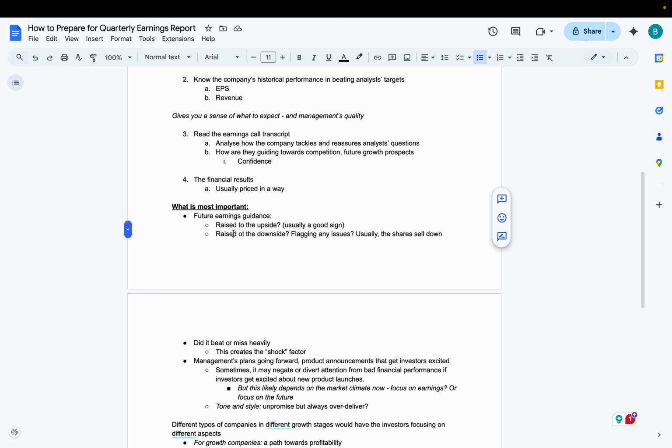And if it's lowered to the downside, right? This probably is because of any potential issues that the company may be facing, some form of regulatory issues that stops them from growing as fast, right? Any competition out there. So they will flag out any issues, and usually this will cause the shares to sell down, right? Especially if the company in question is a tech company.